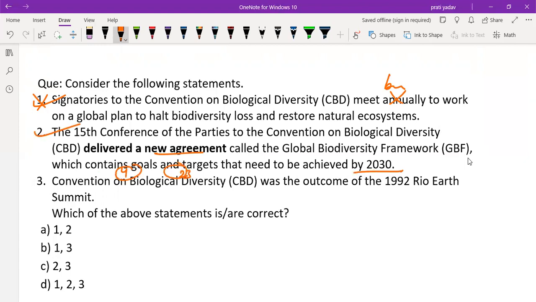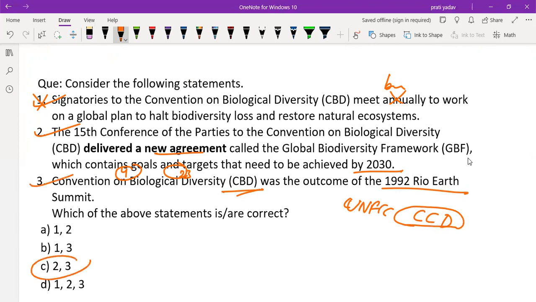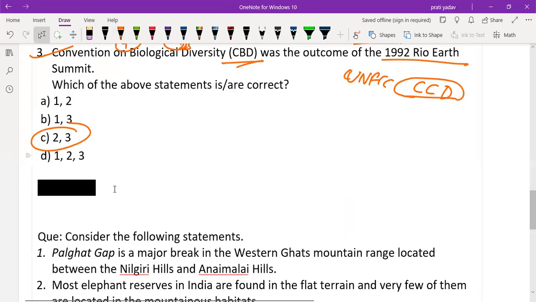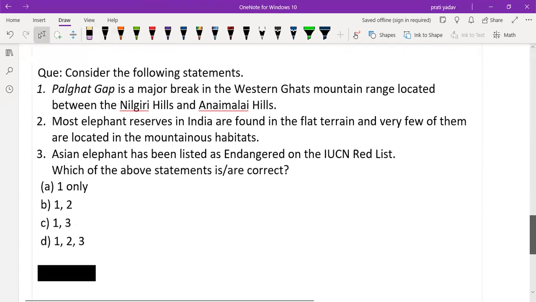This one is correct. The Convention on Biological Diversity was an outcome of the 1992 Rio Earth Summit. There were 3 outcomes: UNFCCC, CBD, and CCD. The Convention on Combating Desertification and the Convention on Biological Diversity. So 2 is correct, 3 is correct. That means option C is correct. Let's check if we are on the right path. Option C is correct. That means we are on the right path. Now let's move on to the last question.